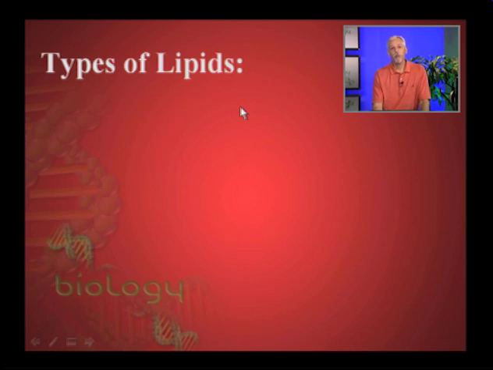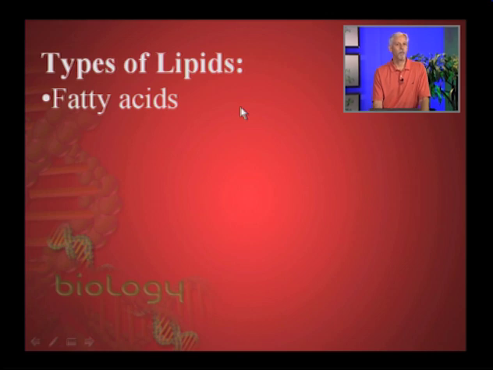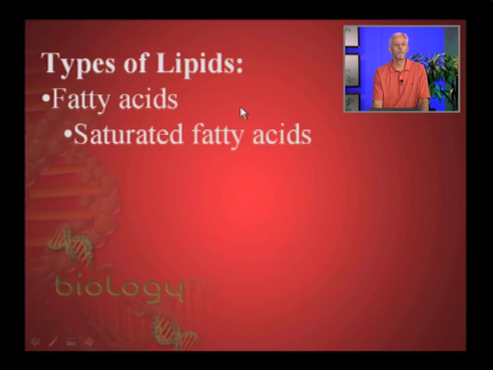Now, again, there are a number of types of lipids, and we're going to start off talking about fatty acids. A lot of lipids are composed, at least in part, of fatty acids. Now, there are three types of fatty acids. Actually, there are three major types that we're going to talk about. The first being saturated fatty acids.